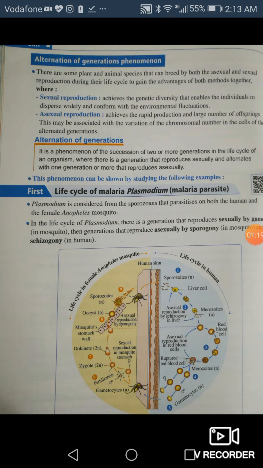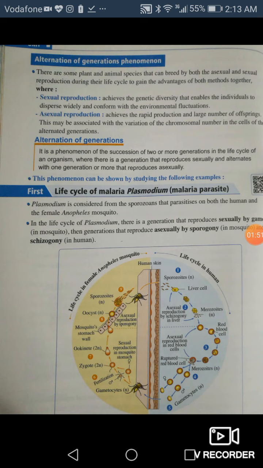But what about asexual reproduction? Yes, the advantage of asexual reproduction is the very rapid production and the large number of offspring. This may be associated with the variation of chromosomal numbers in the cells of these alternated generations. So the alternation of generations gains the advantages of both types of reproduction and prevents the disadvantages of both types.